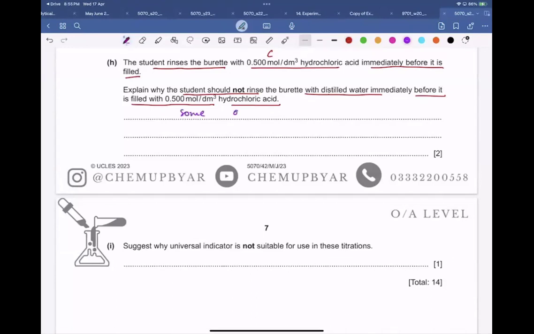So some of the water is left, hence HCl gets diluted. Is it clear to all of you?